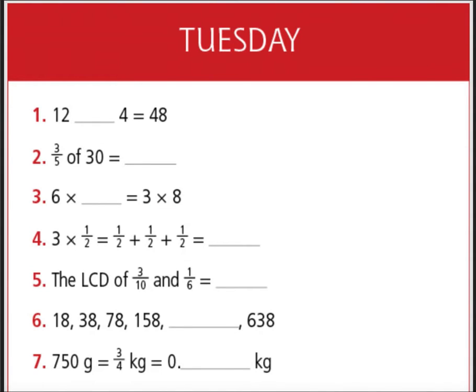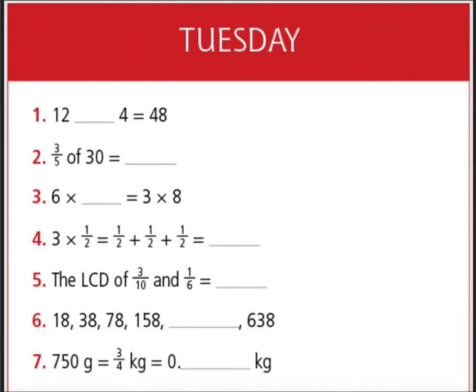Number 4, 3 multiplied by a half is equal to a half plus a half plus a half. What is that equal to? Okay, so you can do this 2 ways. You can add up 3 halves, or you can do 3 times the 1 on top here. You can take your pick from those 2.